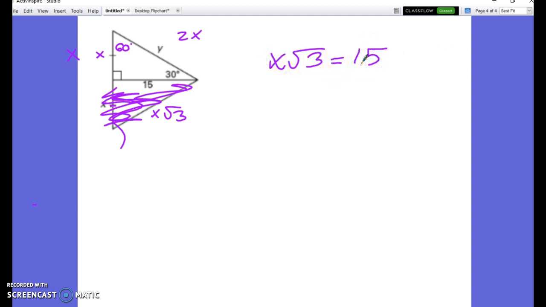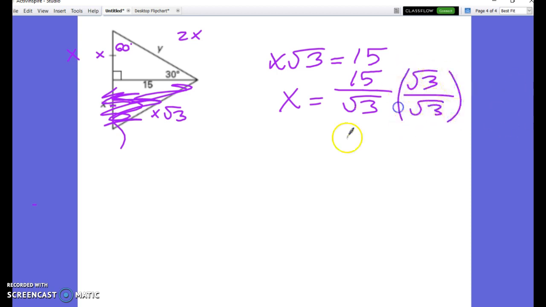Now, I just showed you the last one, here's another example of it. What must I divide both sides by? Root 3, right? So I'm going to get x equals 15 divided by root 3. I don't want a square root in my denominator, so multiply by root 3. Perfect.